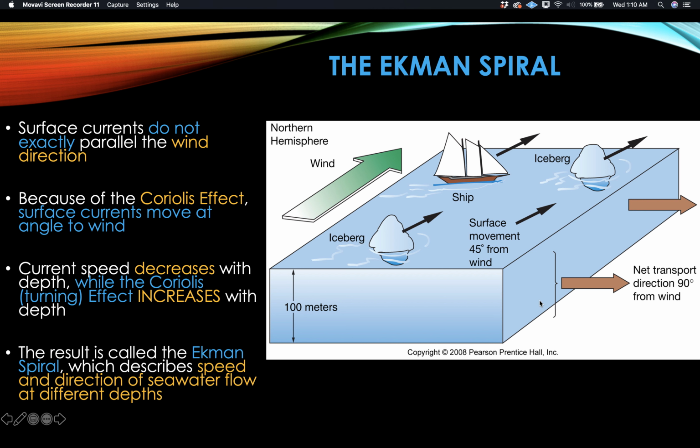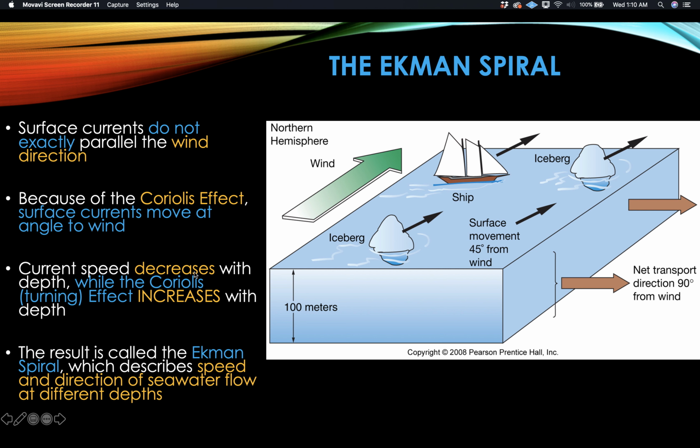So in this diagram here, we can see the wind is blowing due north. The deflection, if you're in the northern hemisphere, is going to be to the right. And at the surface, it's to the right 45 degrees from the main wind direction. So there's a 45-degree difference between the two.